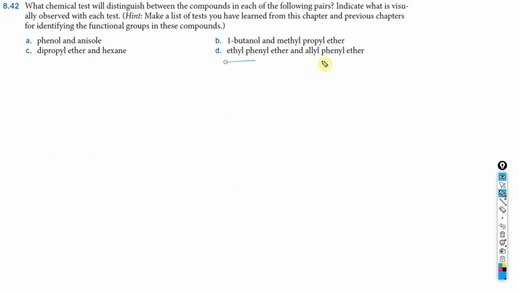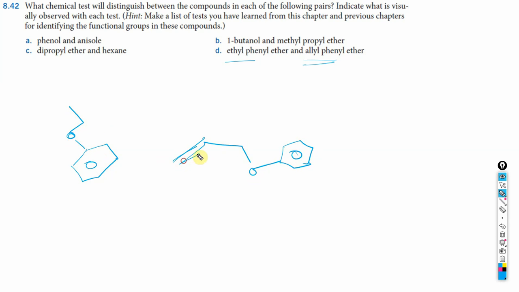Okay. Ethyl phenyl ether and allyl phenyl ether. So they are both ethers here. So this is ethyl phenyl ether, and you have allyl phenyl ether, which is that. Here you have a 2-carbon chain which is saturated. Here you have a 3-carbon chain which is unsaturated. On the other hand, you have phenyl on both these ethers.